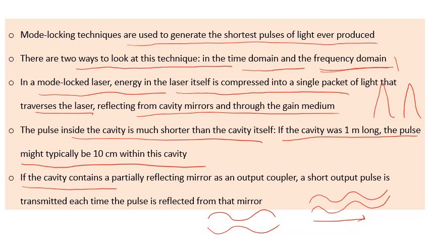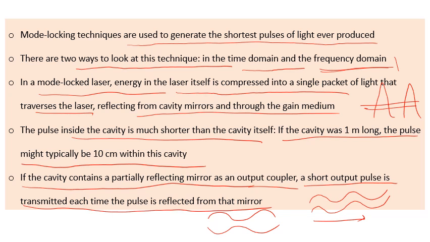If the cavity contains a partially reflecting mirror as an output coupler, as we know already, a short output pulse is transmitted each time the pulse is reflected from that mirror. So as I explained, the packets are passing through, and these packets pass through the output coupler as well when the laser is mode locked.